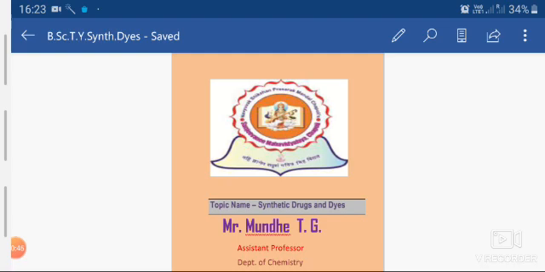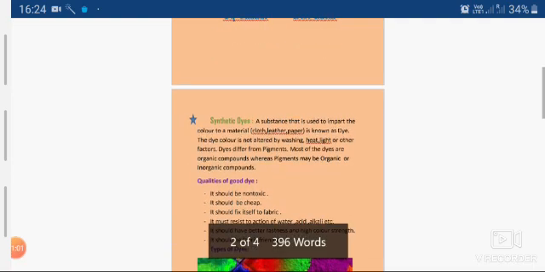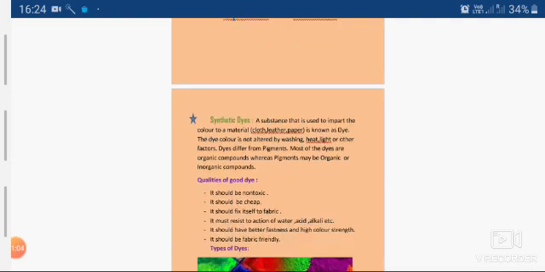Today we are going to learn synthetic dyes. What is meant by dye? That is very important. And then, what is meant by synthetic dyes? Okay, as you see, the colors in nature, many substances are colored. Out of those, most of the colors are obtained from dyes and pigments.